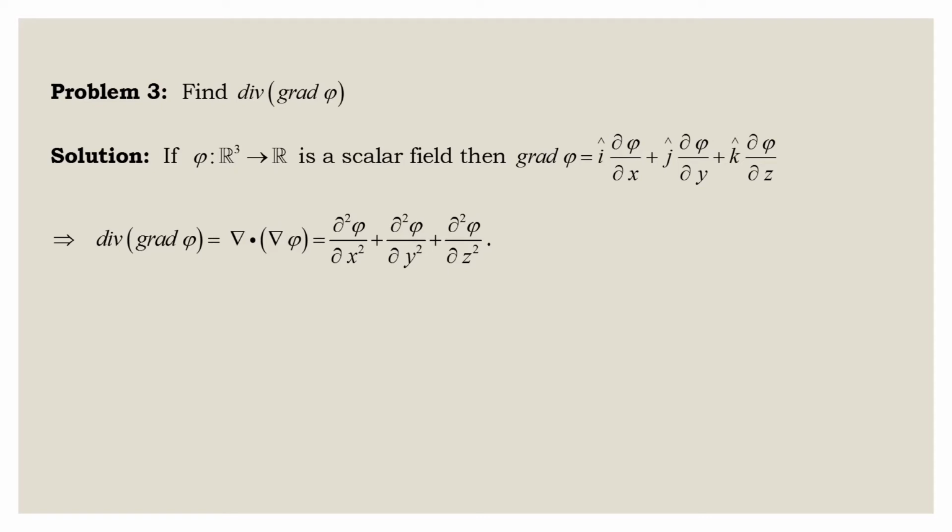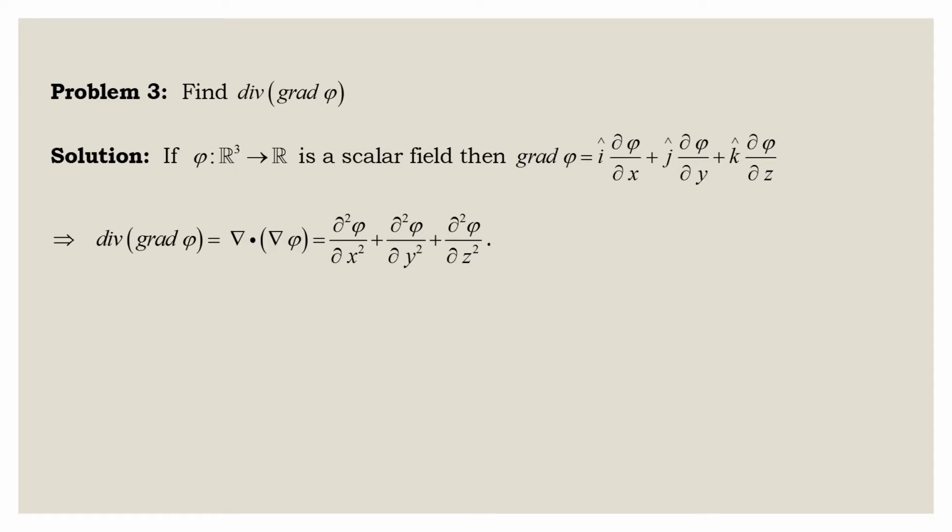For this vector field, we have to find out the divergence now. In this vector field grad phi, the first component is ∂phi/∂x. The second component function is ∂phi/∂y. The third component function is ∂phi/∂z. To find out the divergence, we need these component functions.